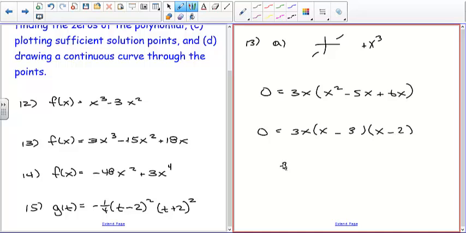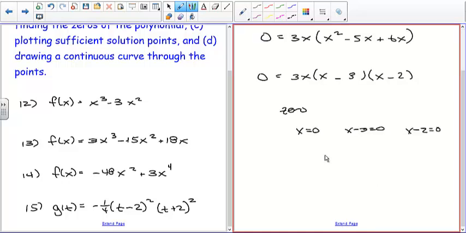So from that, we can say the zeros are going to be when x equals 0. This 3 doesn't affect the zeros, it just stretches the thing out. x minus 3 equals 0. x minus 2 equals 0. So those are the factors. When it's just 0, you just leave it there. Solve for x, you're going to add 3 to both sides. So my zeros in this case are x equals 0, x equals 3, x equals 2.